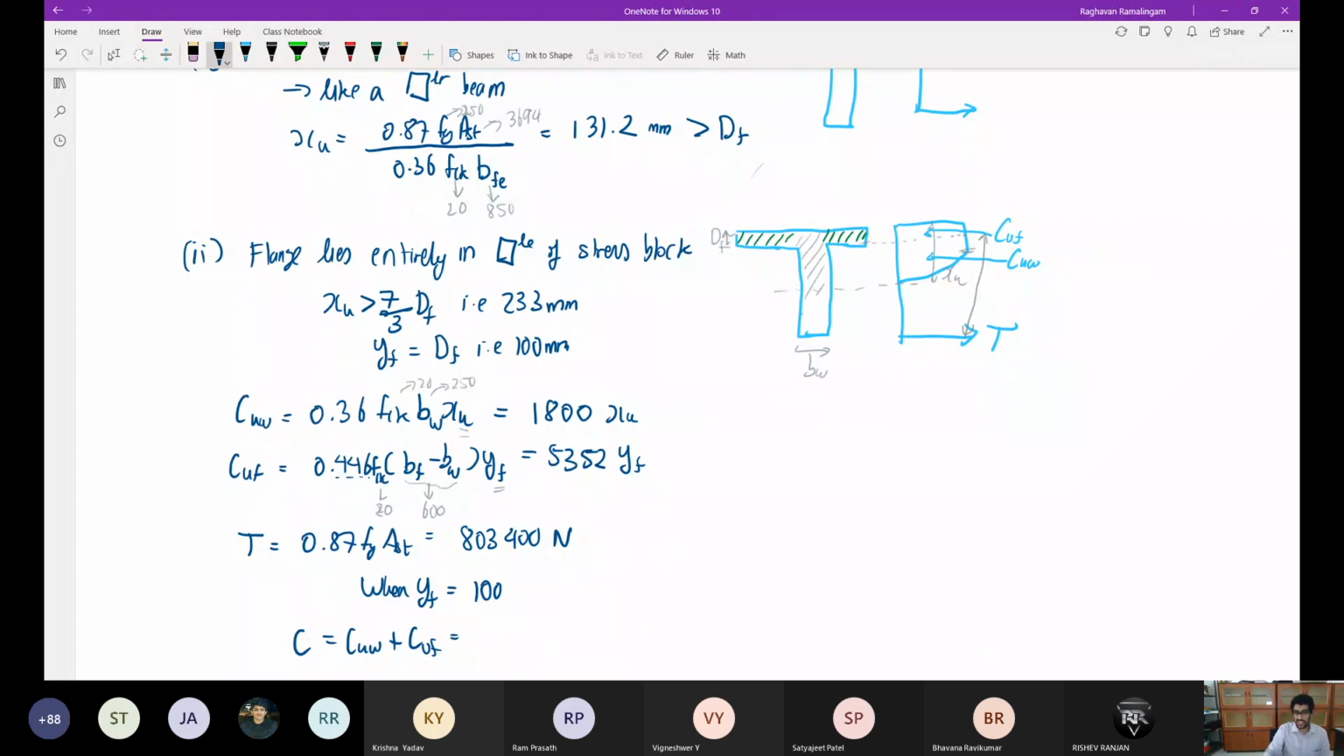In a design problem you will say let XU be at 7 by 3 DF itself and you will check whether you get the moment which is required, and you do all the other things which you did in yesterday's class. But in an analysis, you actually have to locate exactly where the neutral axis is for the given reinforcement of steel and the given dimensions. So you'll be retaining XU and finding it. In such a case YF is always equal to DF, so you're just substituting that. So CUW plus CUF gives you something times XU plus some number.